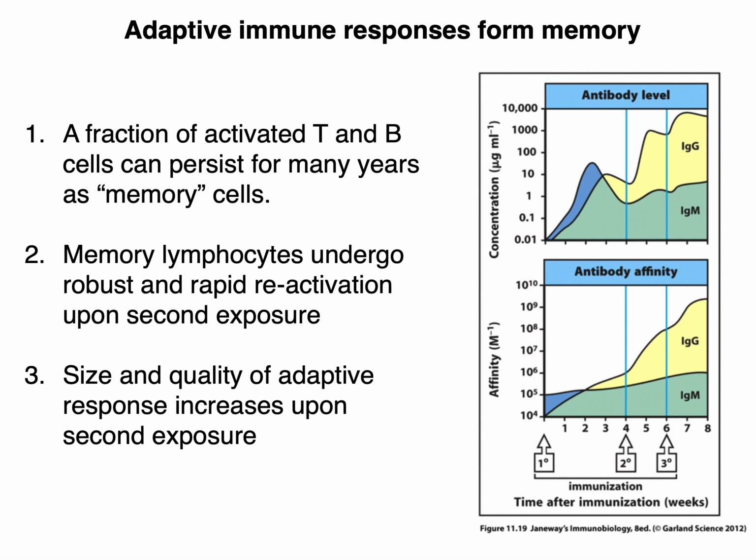Importantly, the adaptive immune response forms long-term immunological memory. A fraction of activated T and B cells can persist for many years as memory cells, and if they ever see the antigen again, they can generate a robust secondary response that is increased in size and quality compared to the first exposure. And this picture on the right illustrates that by showing three different immunizations of first, second, and third boost, and showing the impact of each of these immunizations on both the size and the affinity of the antibody response.